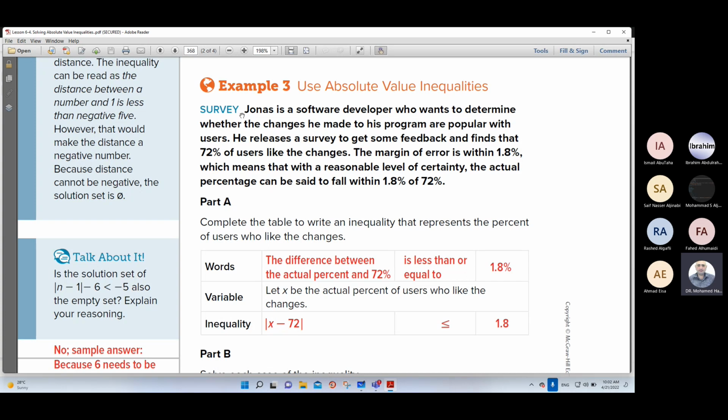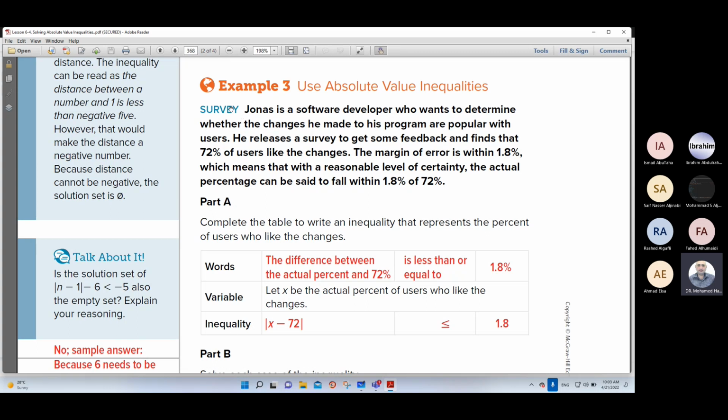Yes, Michelle. The response is that 72% of users like the changes. The margin of error is 1.8%, which means that the actual percentage can be 1.8% above or below.